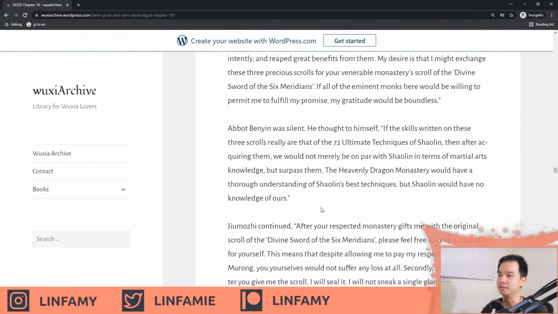Abbot Bunyin was silent. He thought to himself, if the skills written on these 3 scrolls really are that of the 72 ultimate techniques of Shaolin, then after acquiring them, we would not merely be on par with Shaolin in terms of martial arts knowledge, but surpass them. The Heavenly Dragon Monastery would have a thorough understanding of Shaolin's best techniques, but Shaolin would have no knowledge of ours. Yes, they should.